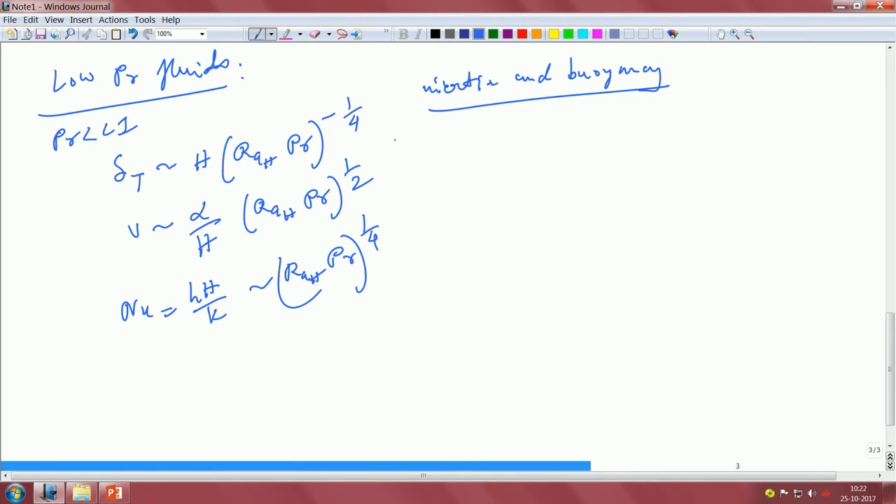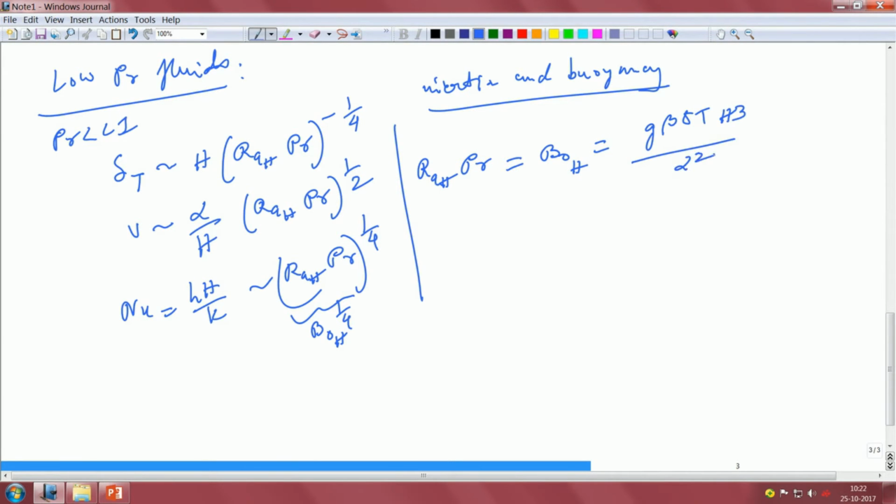In some cases this Rayleigh number into Prandtl number combination is given by a new number which is called Boussinesq's number, Bo. So, you can write this term as Boussinesq's number to the power of 1/4 as well. All the places where there is Rayleigh number into Prandtl number combination, you can write it in terms of the Boussinesq's number. So, the Boussinesq's number is basically given by g beta delta t h cube divided by alpha square.